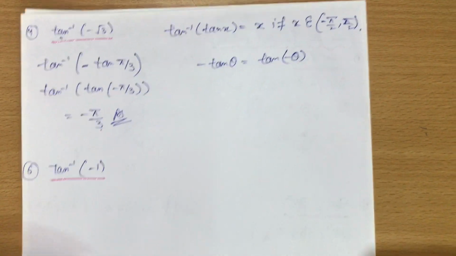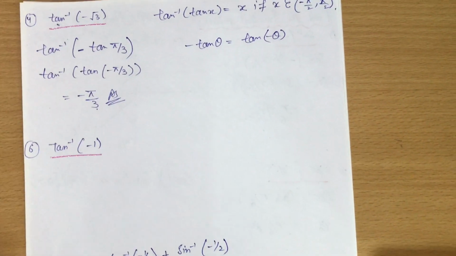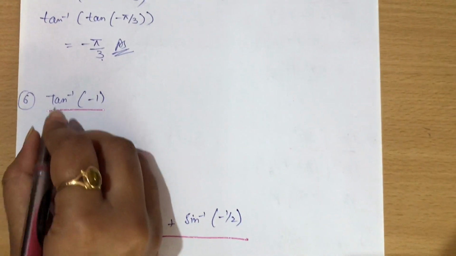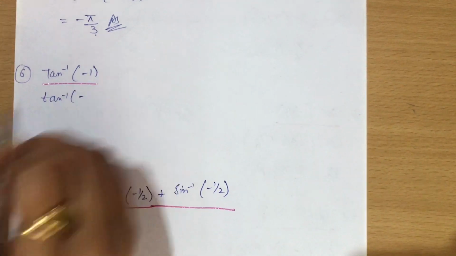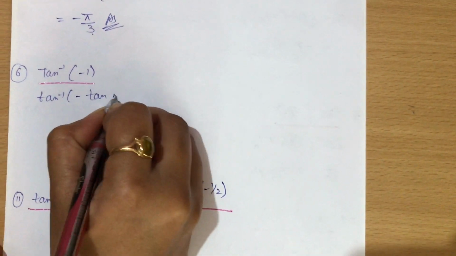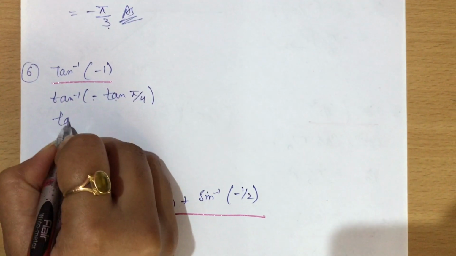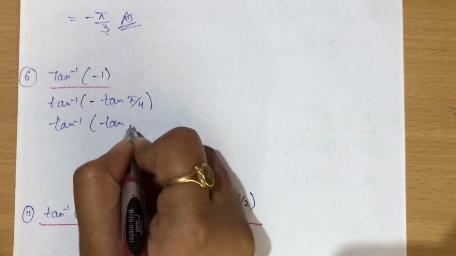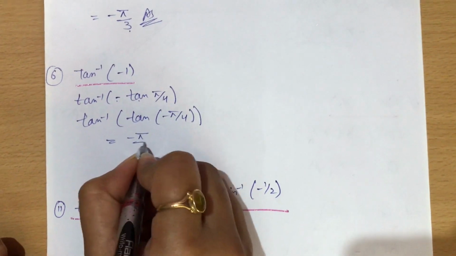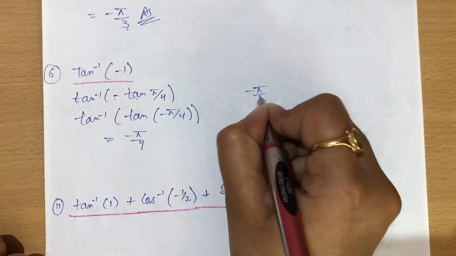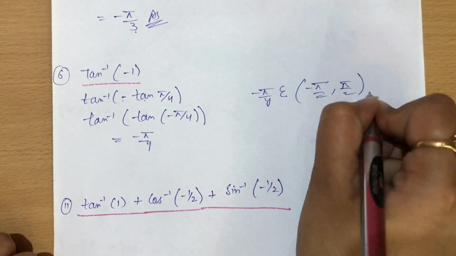So in every question, by this method you can easily find the answer. Let's see question number 6, which is tan inverse of minus 1. So what is 1? You can write it as tan pi by 4, and again this is minus tan theta, so this is tan of minus pi by 4. And this is equal to minus pi by 4, because minus pi by 4 lies in the principal range of tan inverse.